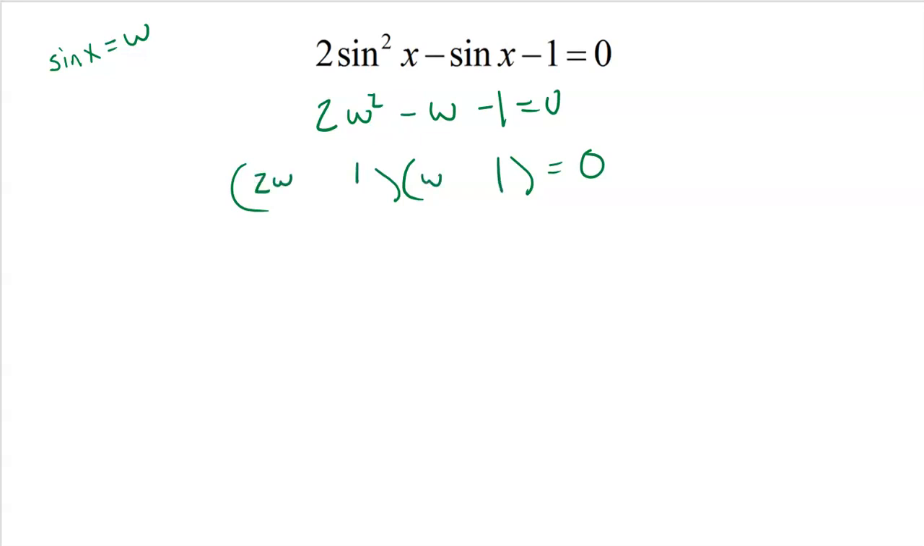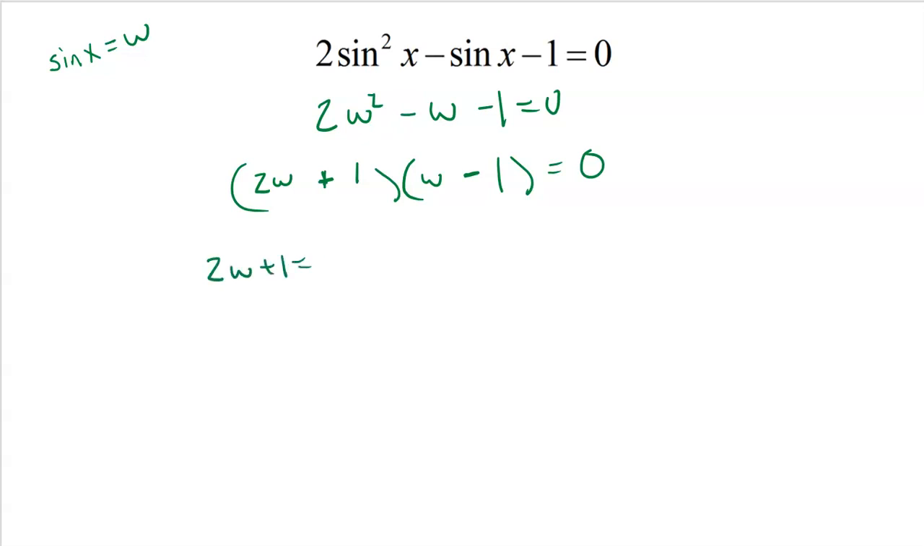I need a 1 and a 1, and in order for there to be a negative w in the middle, I need this to be a -1, this to be a +1. Go ahead and double check my work, but 2w times w is 2w squared. Outside's -2w, inside's +1w. That's going to generate the negative w on the inside, and then 1 times -1 is -1. Now at this point, we could actually go ahead and solve these, right?